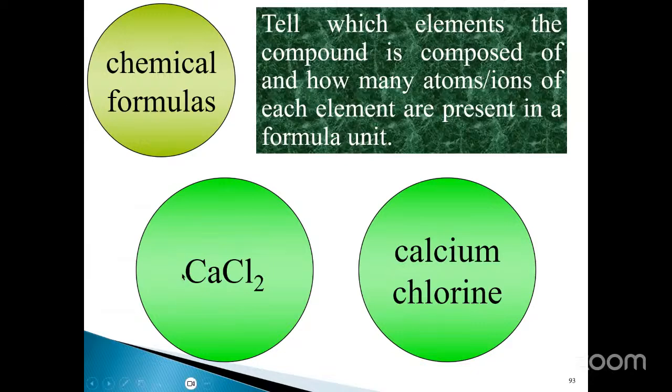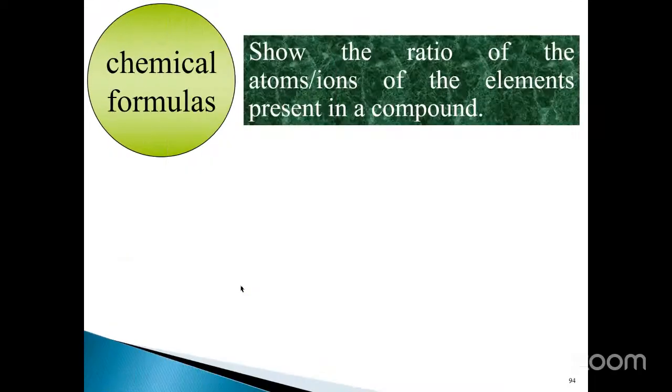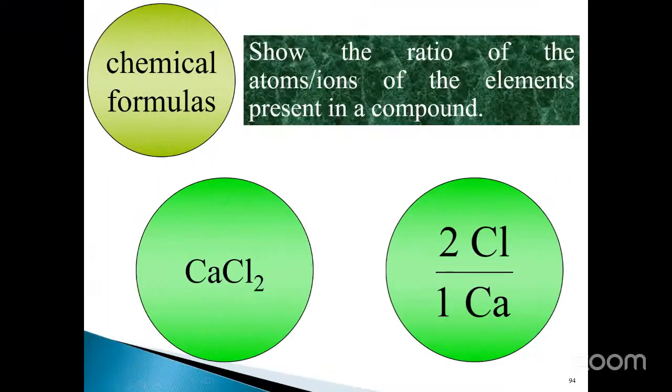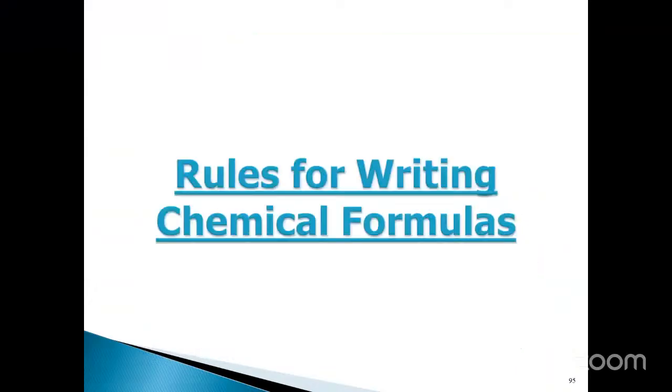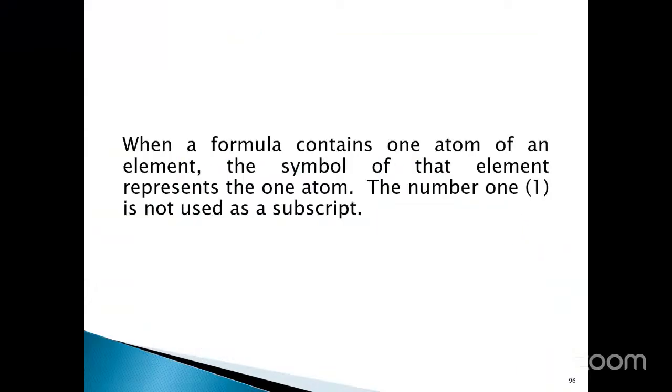So for example, in the case of calcium chloride, basically what this tells you is that for every 1 calcium ion that is present, you're going to have 2 chloride ions, right? So that's what this represents right here. Okay, and some rules for writing down the formulas. In fact, we're going to get into some more rules in the next chapter, I think.